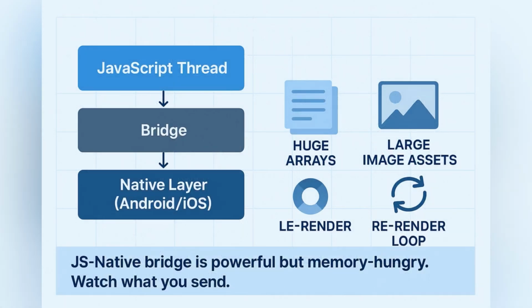React Native apps run a JavaScript thread that communicates with native modules. This bridge can cause memory pressure if not handled properly. For example, large arrays, images held in memory, or unnecessary re-renders can silently eat up RAM. The first step is awareness, knowing that mobile memory isn't infinite, and poor management leads to crashes and App Store rejections.